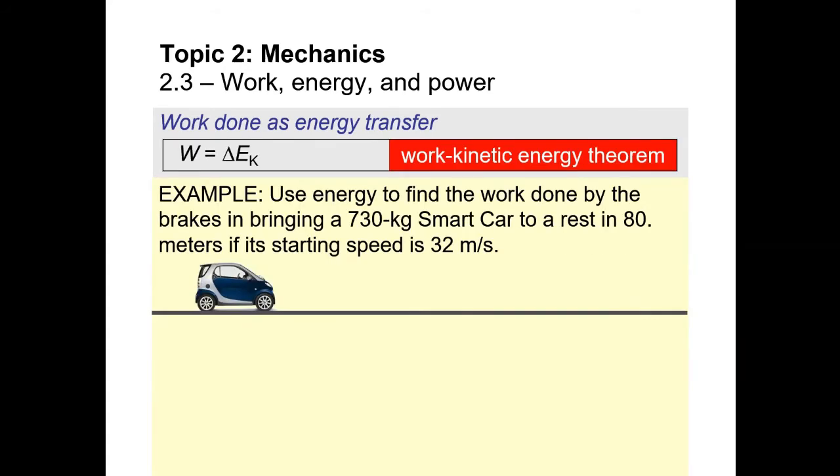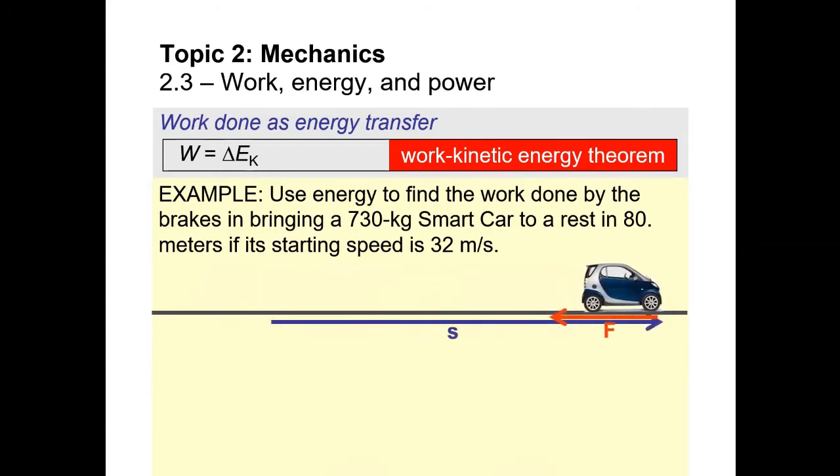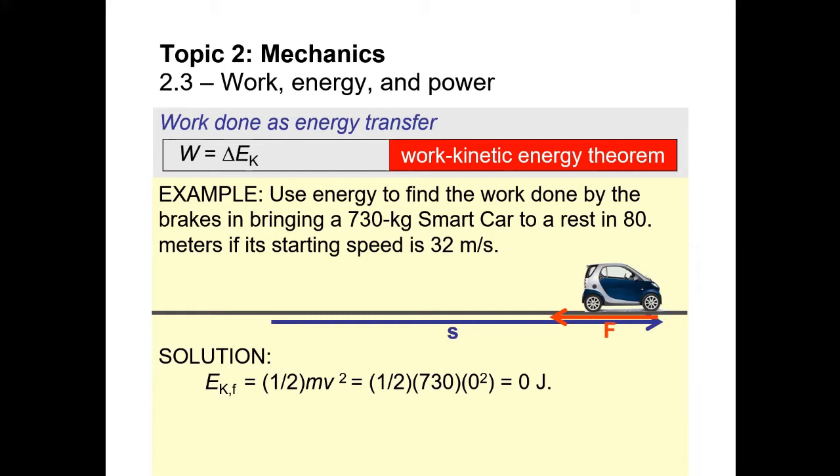Use the energy to find the work done by the brakes in bringing a 730 kilogram Smart car to rest in 80 meter if its starting speed is 32 meter per second. Final kinetic energy is 0 as the car eventually stops. Initial kinetic energy is 1/2 mass times initial velocity squared, and plug in the values. 1/2 mass is 730, initial velocity is 32, and 32 squared.